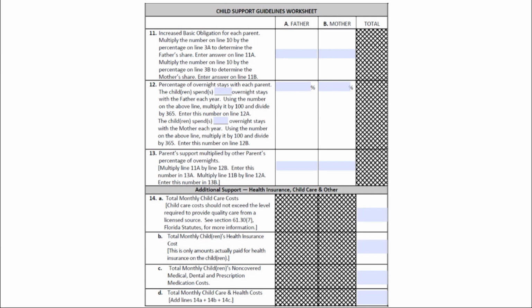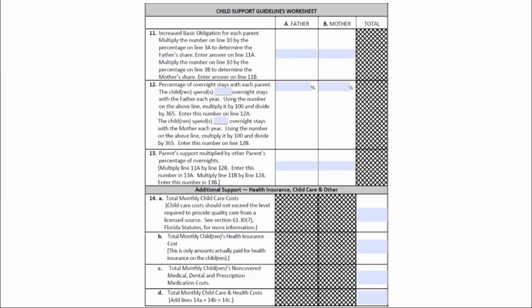In order to determine this, you must multiply the number on line 10 by the percentage on line 3A to determine the father's share of the basic child support obligation. Make sure that the number that you are calculating from line 3A is a decimal in order to ensure that you are calculating the correct amount. Once you have done this calculation, enter the answer on line 11A.